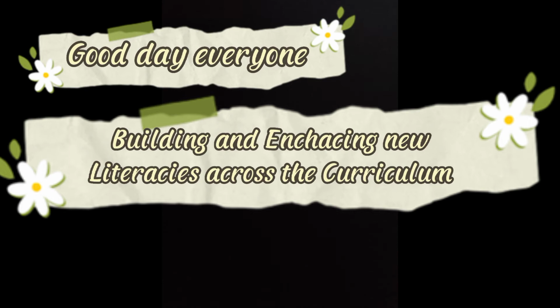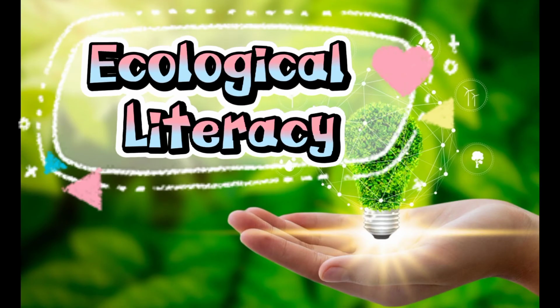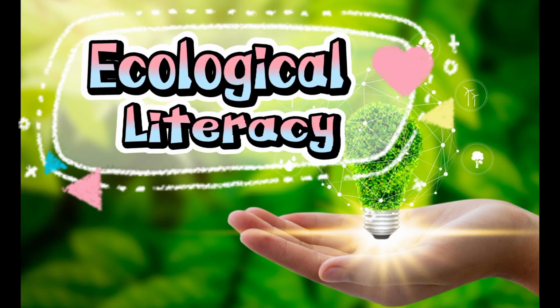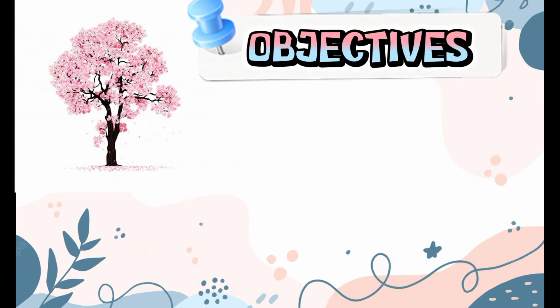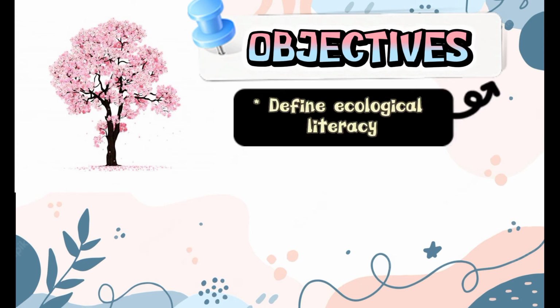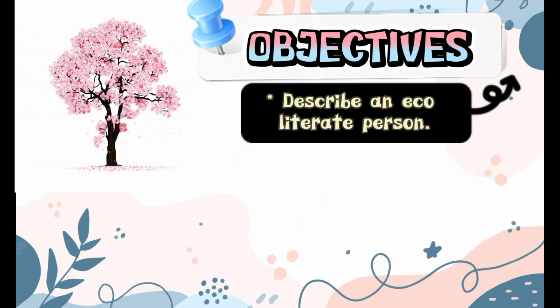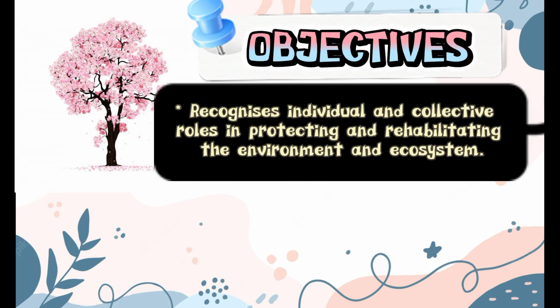We are now on our 7th module, which is Eco-Literacy or Ecological Literacy. We have discussed different literacies, and now let's go back to nature. These are the objectives of ecological literacy. First, we may be able to define ecological literacy. Second, distinguish among environmental literacy, eco-literacy, and ecological literacy. Third, describe an eco-literate person. And lastly, recognize individual and collective roles in protecting and rehabilitating the environment and ecosystem.